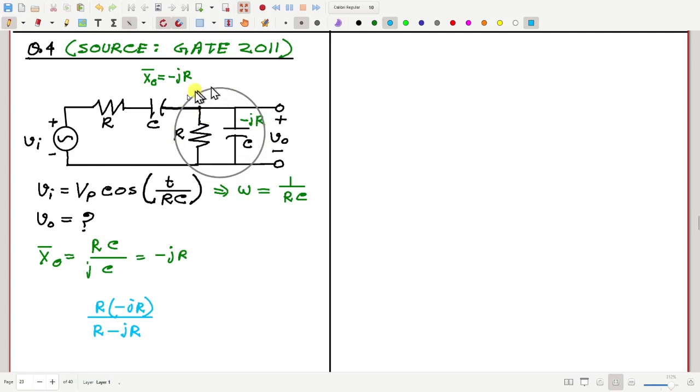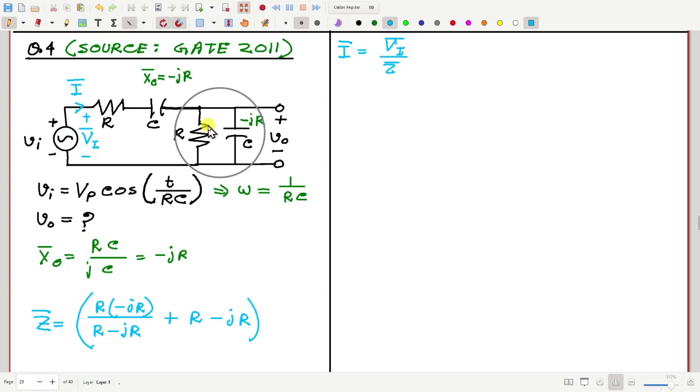Now with this portion, let me add this series resistance and this capacitance, so plus R minus JR. So this is the total impedance, right? Let me call this Z. Then if this current is I, and if I call the phasor value of this voltage as VI bar, then I bar will be VI by Z.